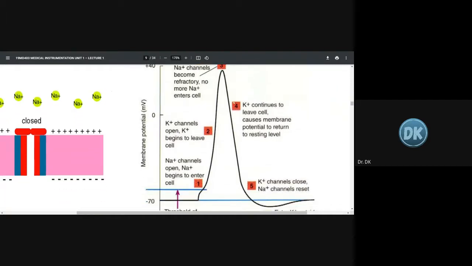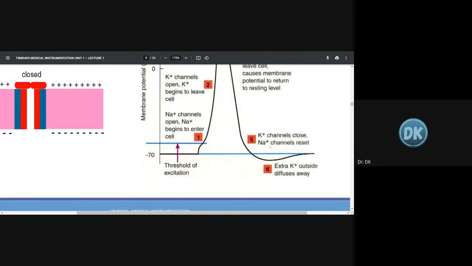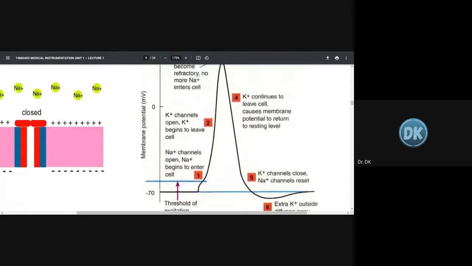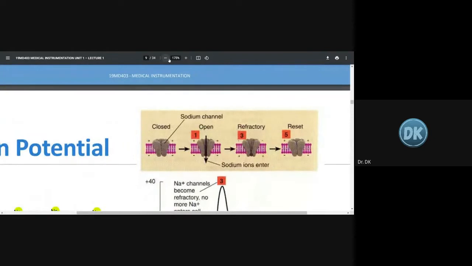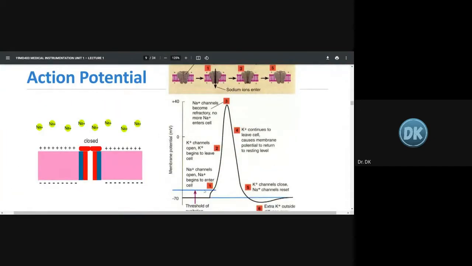The cell becomes more electropositive, and then when it comes back to equilibrium, the sodium and potassium channels close, and then the sodium potassium pump throws the extra sodium outside and brings the potassium inside. So again the cell goes back to its resting potential stage. Okay, so that's about your action potential, resting potential and membrane potential. Is that clear? Yes, no?